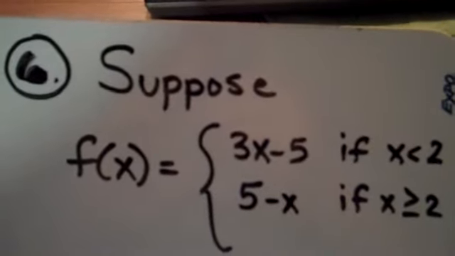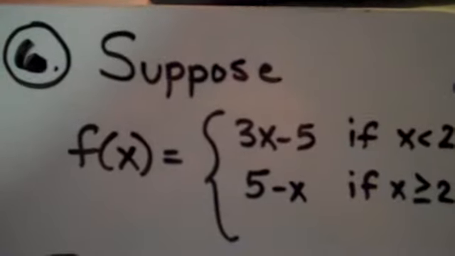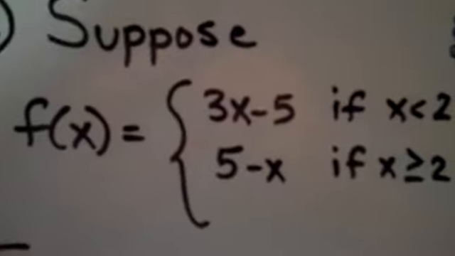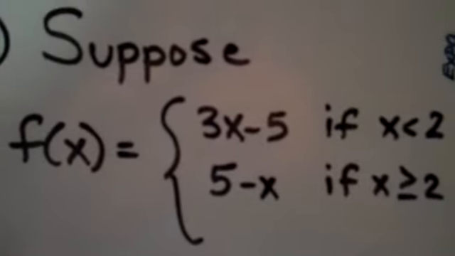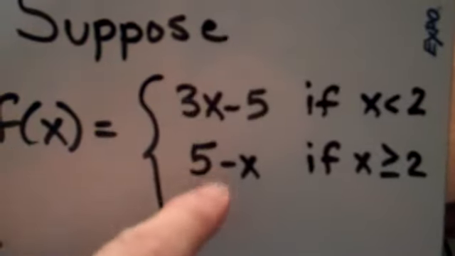Question number 6 for our 1105 final exam review involves a piecewise function. And what I mean by a piecewise function is a function like this that's defined in different cases.